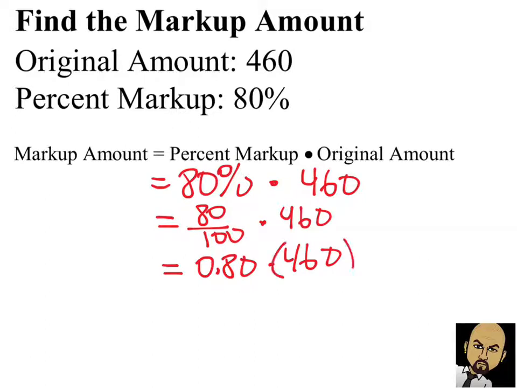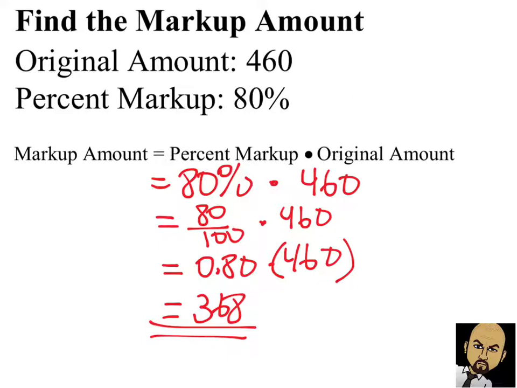Now, when we get to this point, I usually put the parentheses because it kind of gets confusing with the decimal and with the multiplication dot. And so we just multiply. Use a calculator, enter it on the calculator twice, and the final answer ends up being 368. So the markup amount is 368. And this markup amount is a part of the whole, which is the original amount, that is going to be added to the original amount to figure out the new amount, which we'll talk about later.